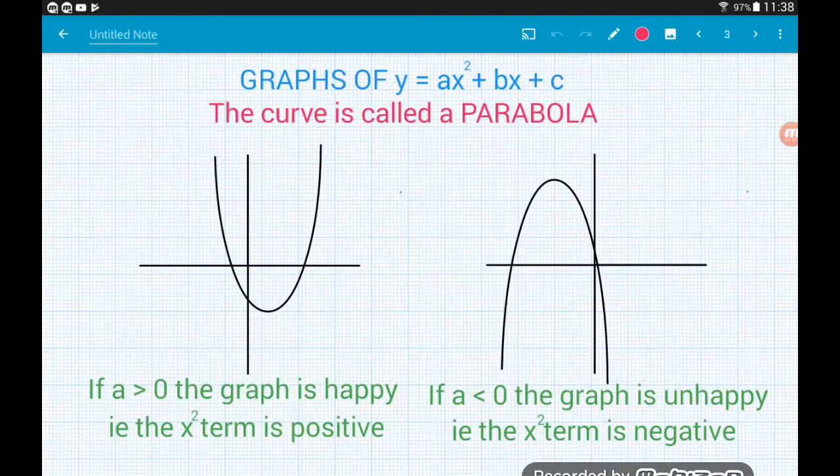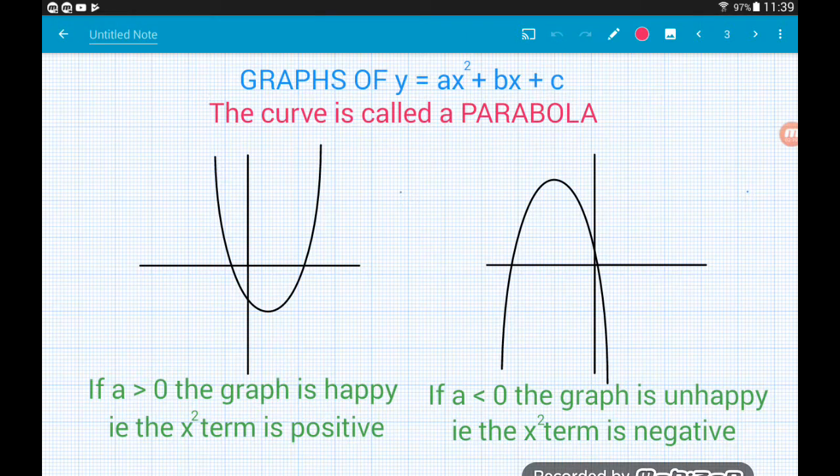So let's check out their graphs. And so we've got two forms of their graphs really at GCSE. So on the left, we've got what I call the happy quadratic. I call it happy because it looks like a smile. So we get a happy quadratic if a is greater than 0, or in other words, if we have a positive x squared term, then that is going to give us this happy quadratic. Whereas on the right, we also sometimes get unhappy quadratics, and we get these when a is less than 0, or if the x squared term is negative, then we get this unhappy quadratic.